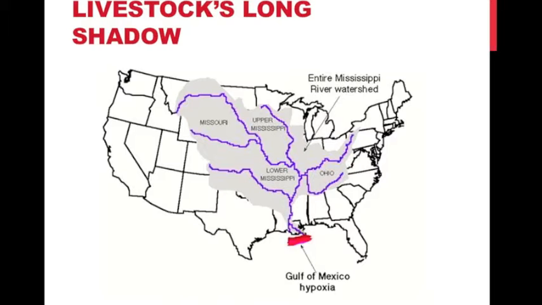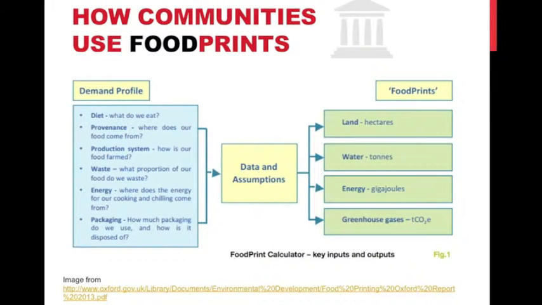Multi-stakeholder coalitions and individuals will need to work together to solve these pressing global issues. Life cycle analyses and food prints are one tool that will assist in this process. So let's talk a little bit about how people are using these tools.